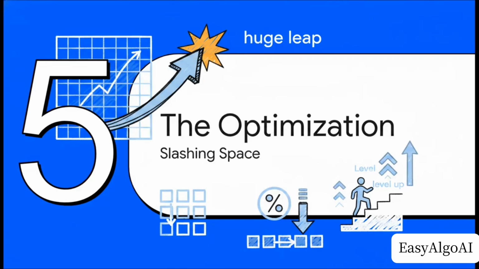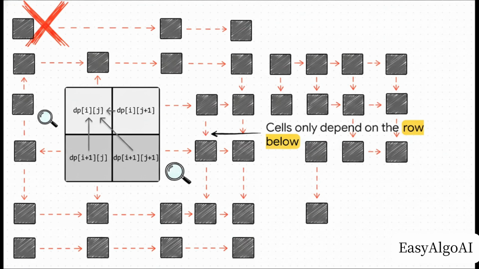So let's fix that. Section 5, the ultimate optimization, slashing space complexity. Look really closely at the dependencies here. To calculate the value for any given cell, where does it actually pull data from? It only ever looks at the cell directly below it, the cell immediately to its right, or diagonally down right. Notice anything? It never looks 2 rows down. It never looks way up at the top of the grid.